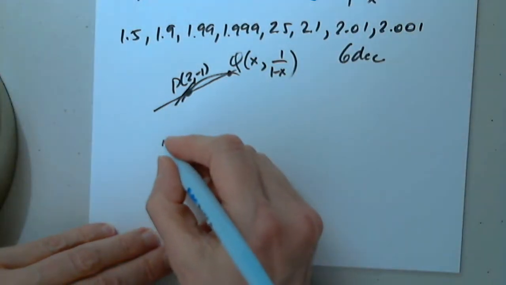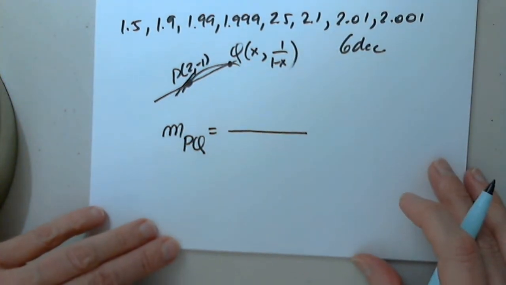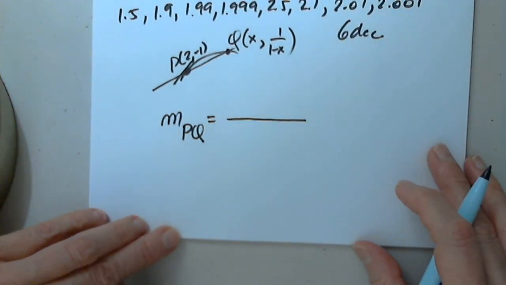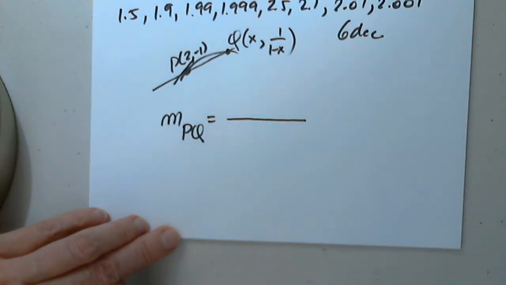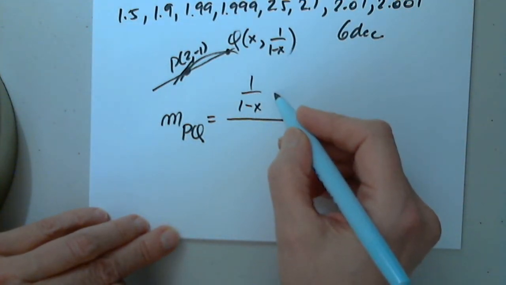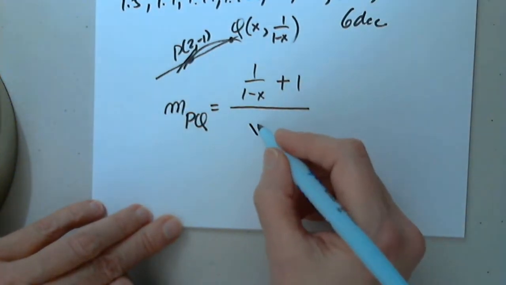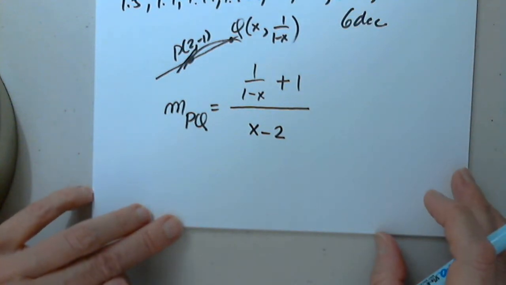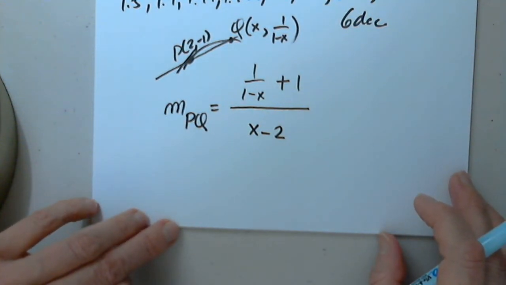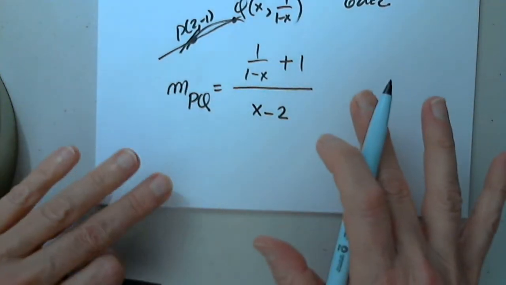I would like to determine the slope of PQ. Can anyone give us the slope of PQ? Negative 1 over 1 minus x minus negative 1, which is positive 1 plus 1, excellent, over x minus 2. Great job. Who was that? I'm sorry. Okay, thank you. Good.